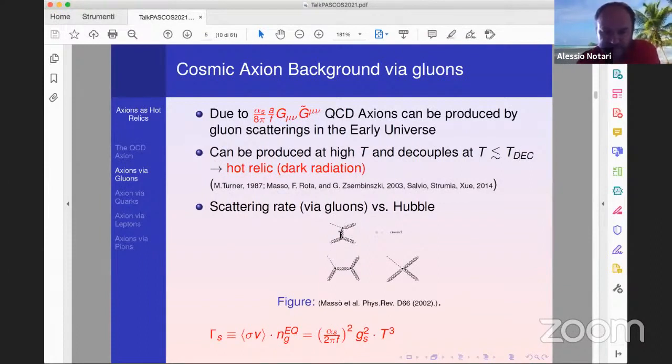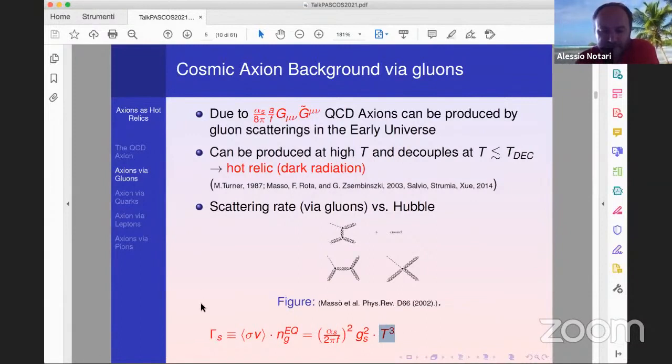It is very simple because there is one vertex which is alpha strong over 2 pi f, let's say. So we have this factor squared, and then there is another vertex which is g strong squared. Okay, and then by dimensional analysis, if we compute a rate, it must go like T cubed, because you have to compensate 2 powers of f in the denominator.